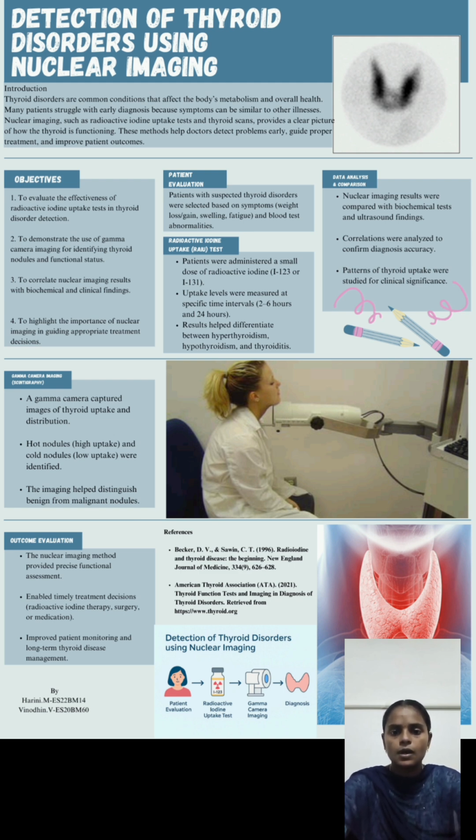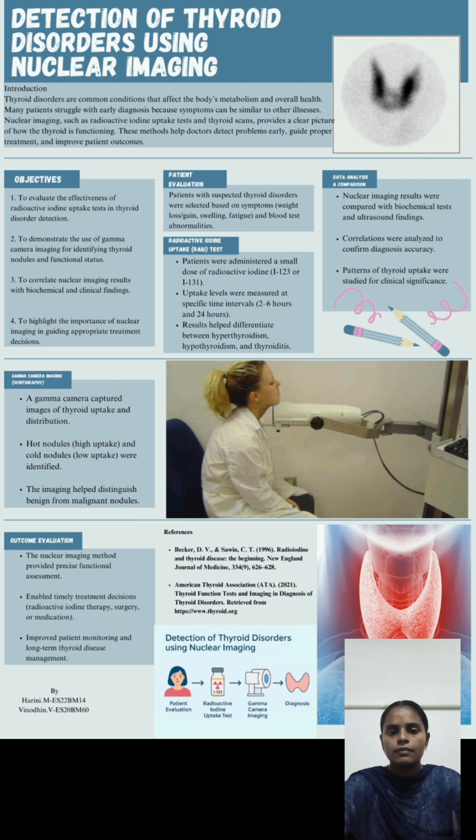The second one is the gamma camera. The gamma camera captures the image, thyroid uptake and distribution. Hot nodules, meaning a high amount of thyroid uptake, and cold nodules, meaning a low amount of iodine uptake, were identified in this test. It helps differentiate benign from malignant, cancerous and non-cancerous, nodules in the thyroid test.